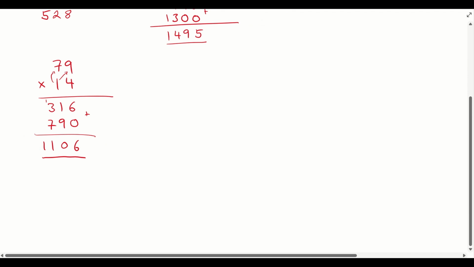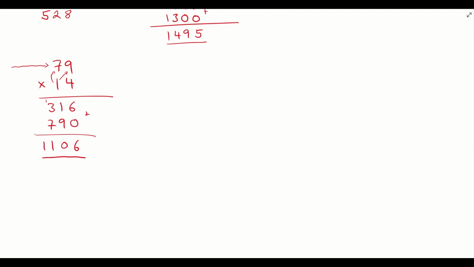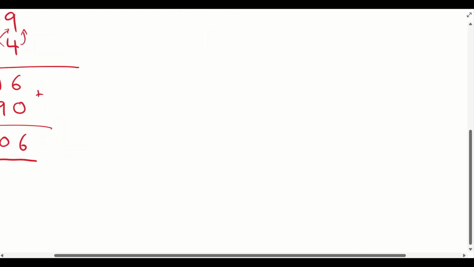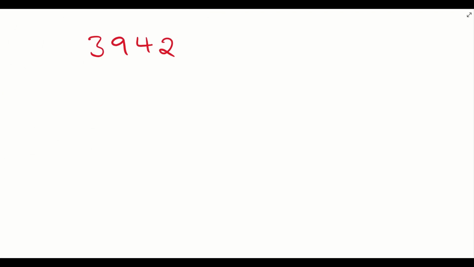Now, the same idea extends into, we can have as many digits as we want along the top here. We just keep doing the 4 to the 9, the 4 to the 7, and then it just carries on along the line. So let's take a look at an example like that. Let's say that we've got something along the lines of 3,942, and we're going to multiply that by 63.